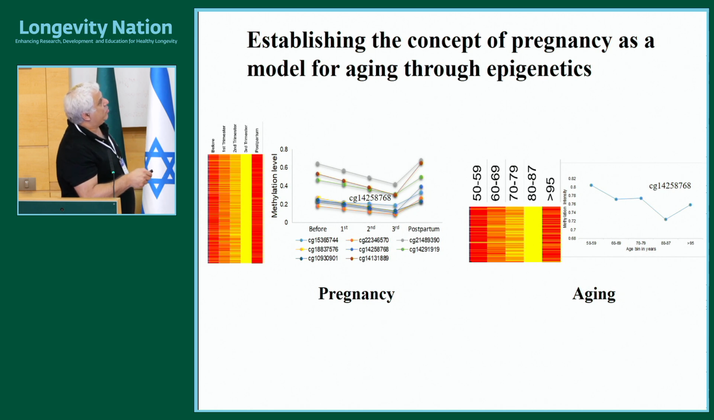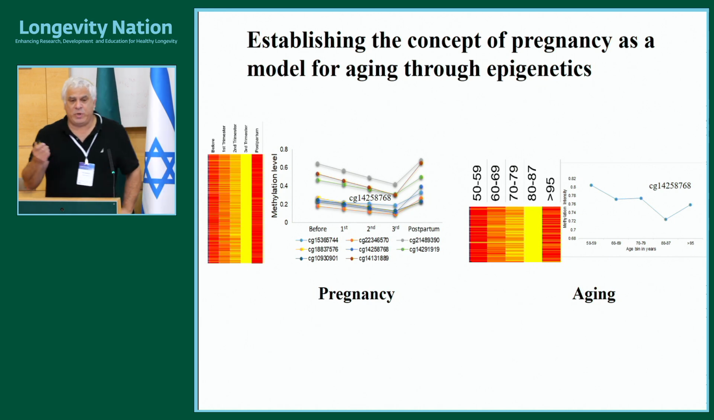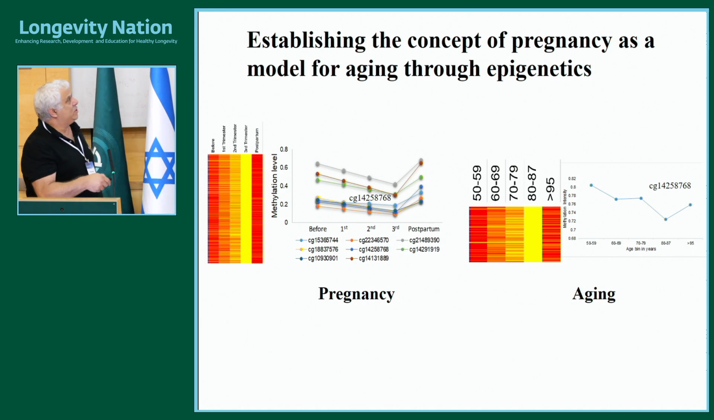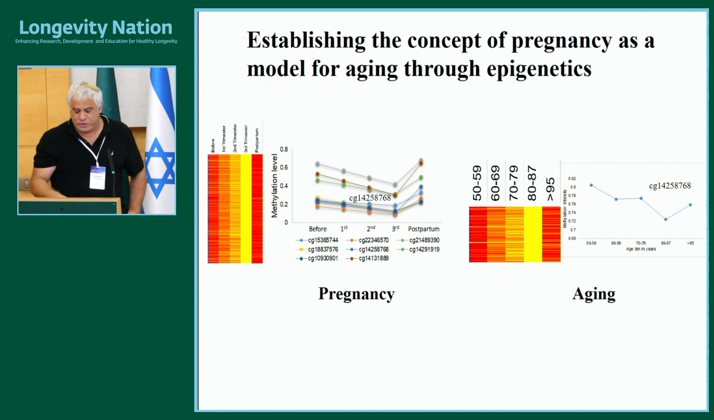The same happened here between 50 to 60, and the yellow is around 80 to 87, but at the age of 95, which means the longevity group, we see an increase in those expressions. If you take one example, this CNV, you can see the degradation and then an increase at the age of 95. And if you look at pregnancy, we can see the same degradation and then increase.